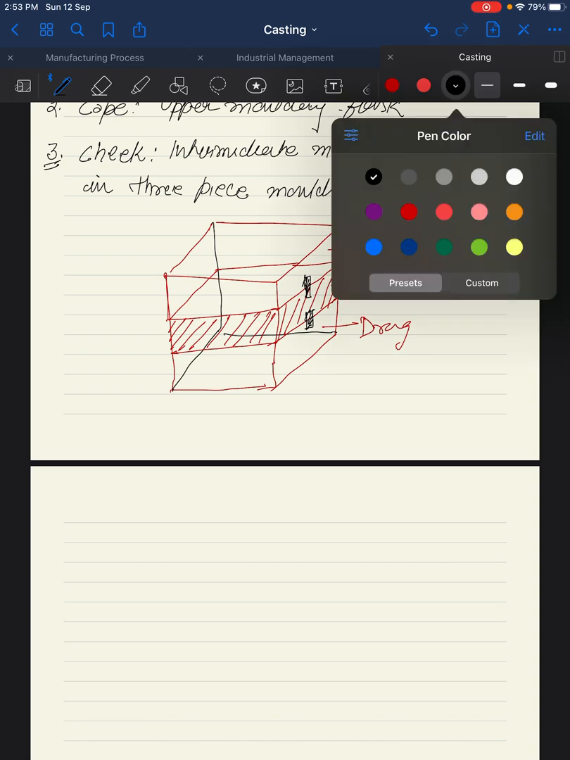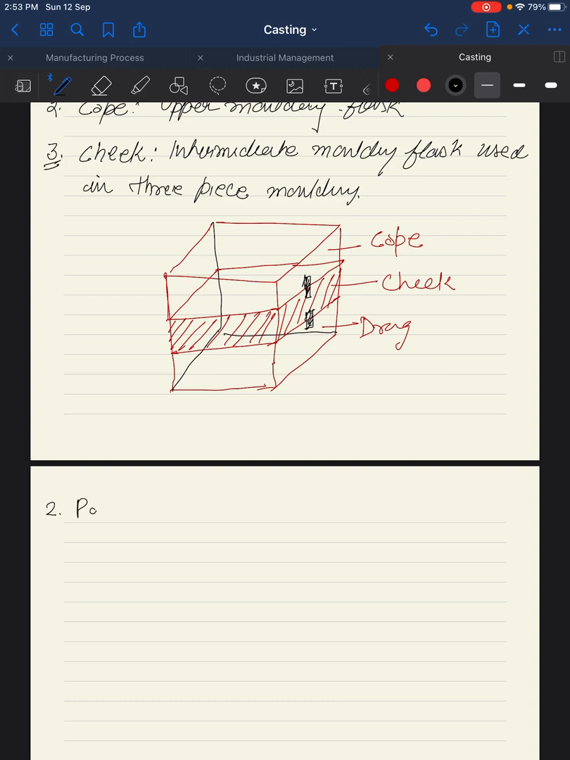Next is pattern. Pattern is a very important term. We will discuss it in further lectures also, like what is pattern, how many types of pattern, what are the pattern materials, how the patterns play an important role in casting. Okay, but here in this lecture I just explain what is pattern.